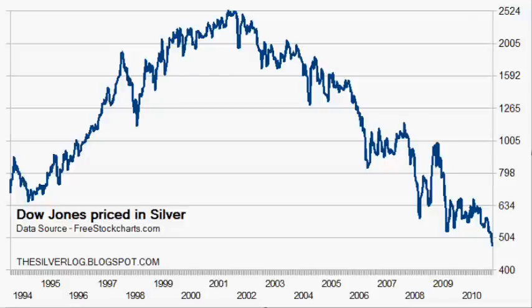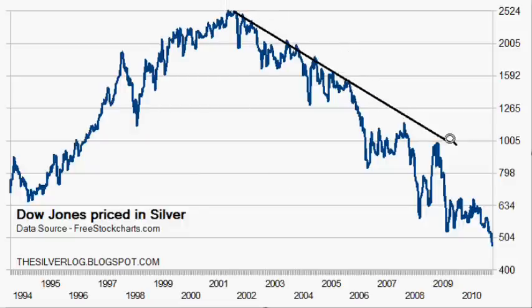Hello everybody, in this video we're going to take a look at the Dow Jones and its relation with silver. This is a chart which is fairly self-explanatory: the Dow Jones priced in silver. You take the value of the Dow and you divide it by silver. At the end of the 90s this chart had a run higher, and it has since reversed, and we have seen the Dow to silver ratio go from over 2,500 to now below 500.